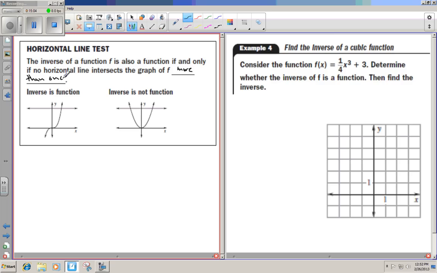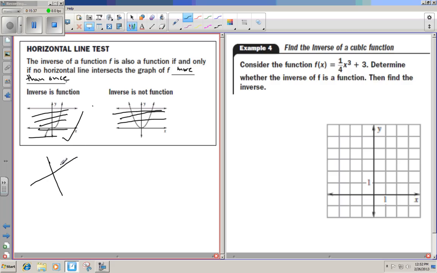All right. So if these are originals, this graph, horizontal line test, those aren't very good horizontal lines, but there's no place where that would cross twice. So the inverse is a function. This one, see all the places it crosses twice? That causes problems.